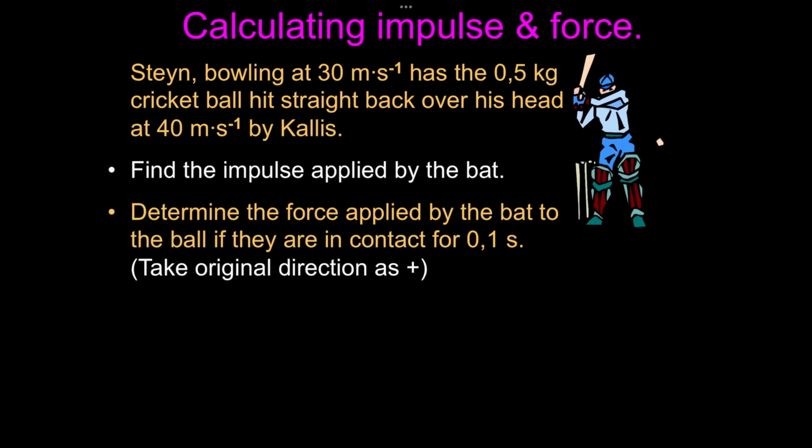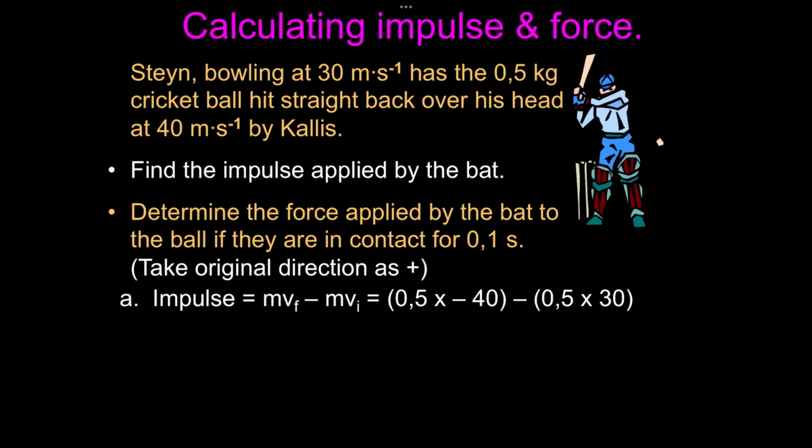So let me show you how we can answer the first question. We know fully well that the impulse is equal to the final momentum minus the initial momentum, which is just mv final minus mv initial. We know that the mass of the object is 0.5 kg. And the final velocity is 40 meters per second in the opposite direction, right? So that is going to have a minus sign.